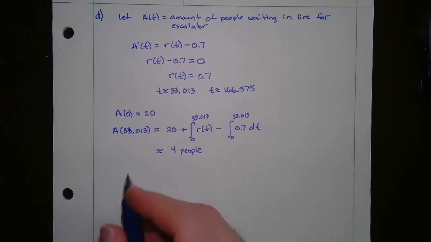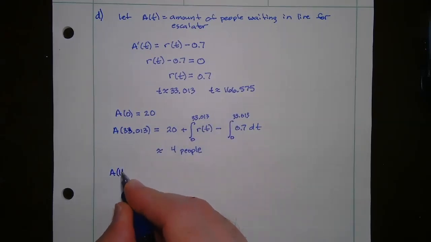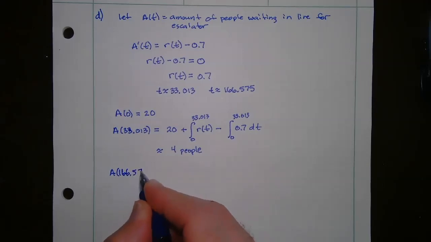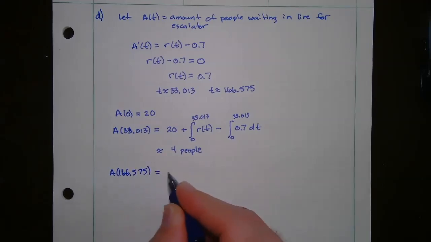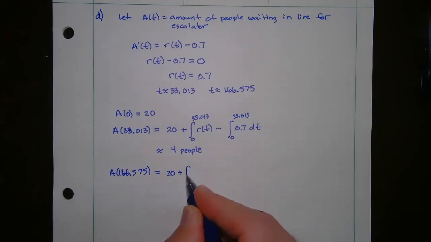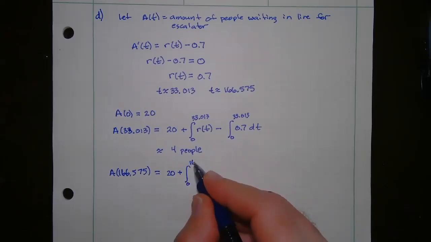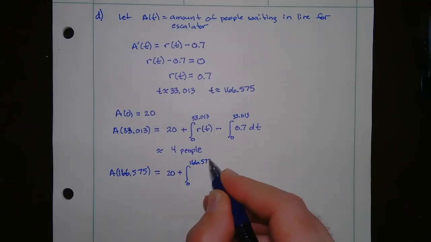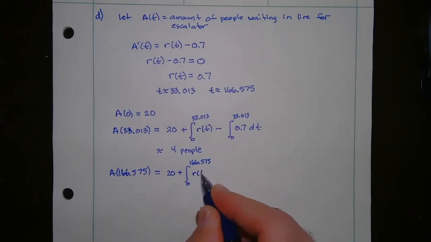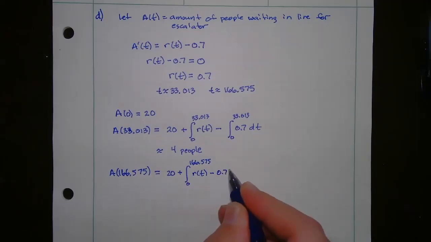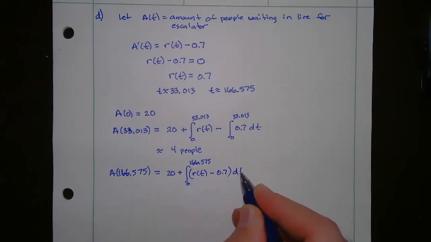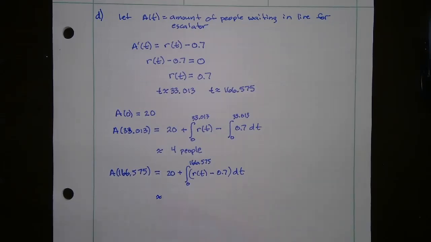Now I want to do this 166.575. So that'd be a of 166.575, and that would be 20 plus the integral. Let's go ahead and write this as one integral. So 0 to 166.575 of r of t minus 0.7, and I'd put parentheses around that, and then dt. That way we can just type it in as one integral. That would be a little bit faster. I didn't realize it until I was putting it into the calculator that you could do that.